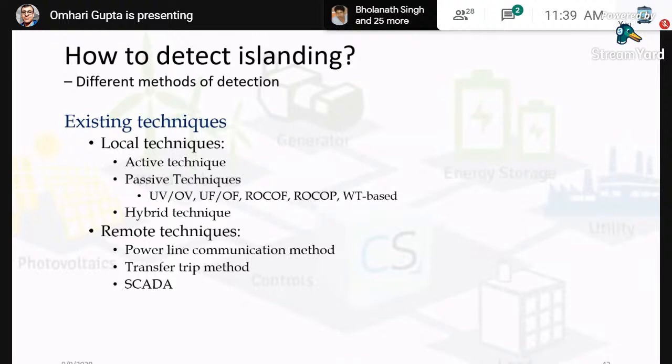Several passive techniques are written over here. Those are under voltage, over voltage, under frequency, over frequency, rate of change of frequency, rate of change of power, and then wavelet based techniques. A few techniques are written here. There are numerous passive techniques.